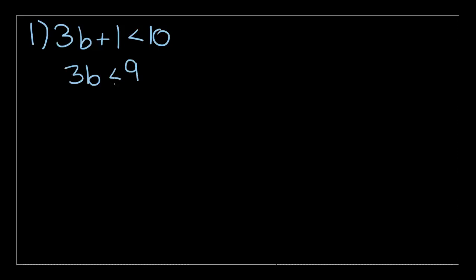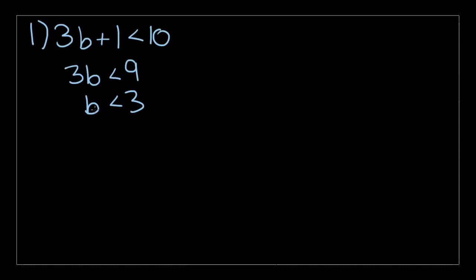If 3b plus 1 is less than 10, which of the following cannot be the value of b? So they gave us that 3b plus 1 must be less than 10. Let's solve this inequality. Let's get rid of the 1 on the left-hand side by subtracting 1 on both sides. 3b has to be less than 9. Then we divide by 3 on both sides. We get b has to be less than 3.